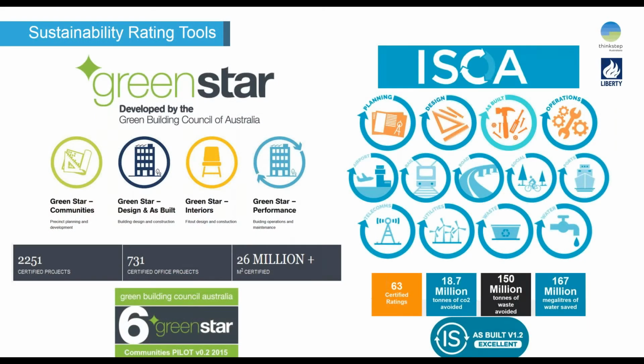So for those of you who aren't familiar with sustainability rating tools, there are many rating tools worldwide. The two that are most commonly used in Australasia are Green Star, which has a version for Australia and also a version for New Zealand, and then ISCA, which is used for infrastructure. So between the two of them, they cover most of the built environment, and they cover project aspects from planning all the way through to operational performance.